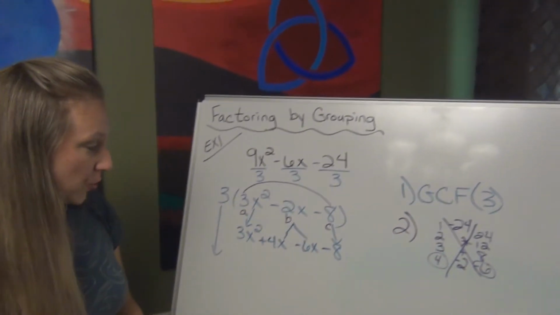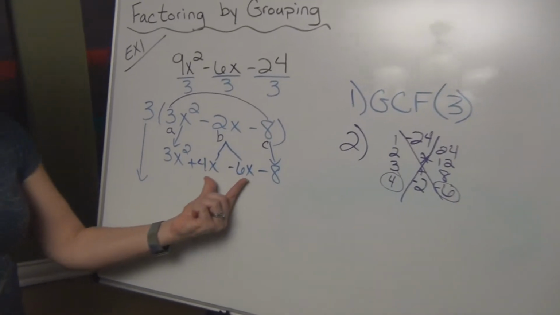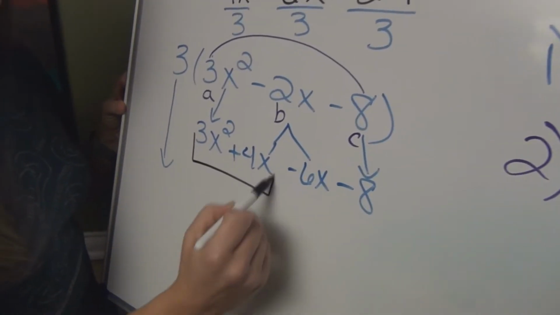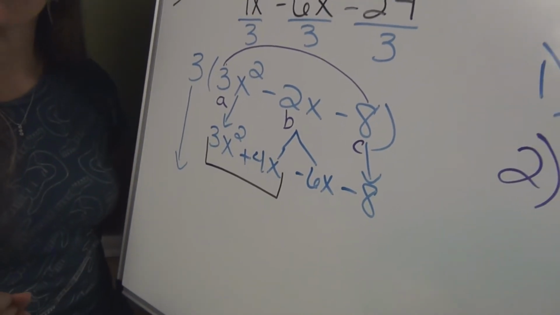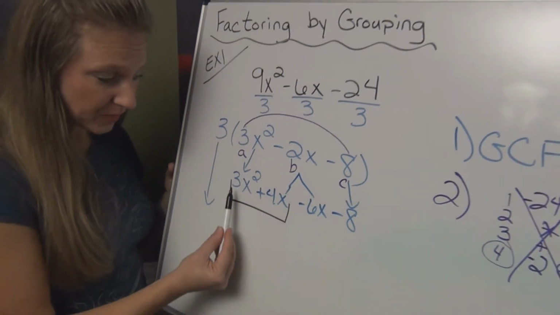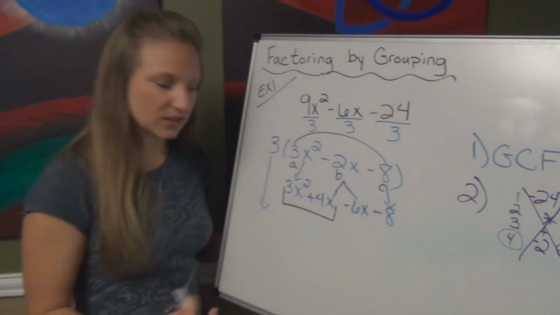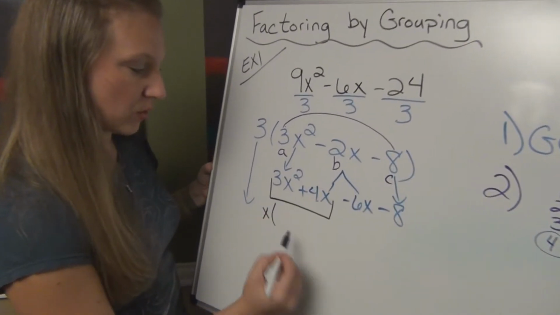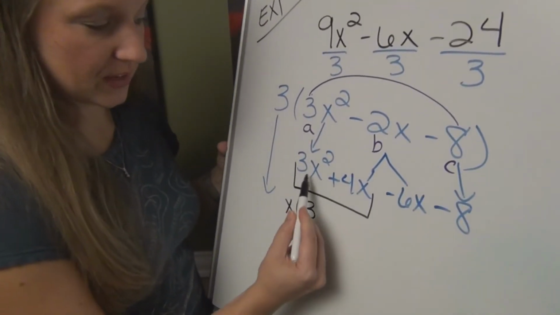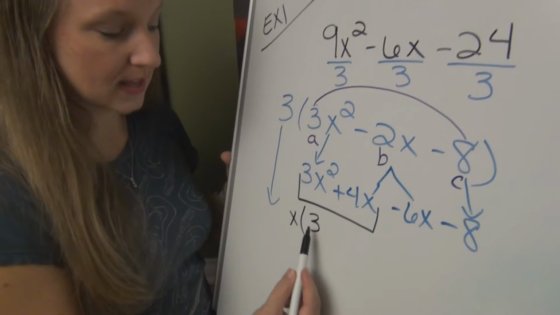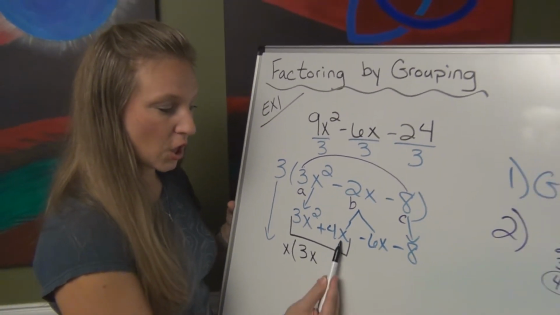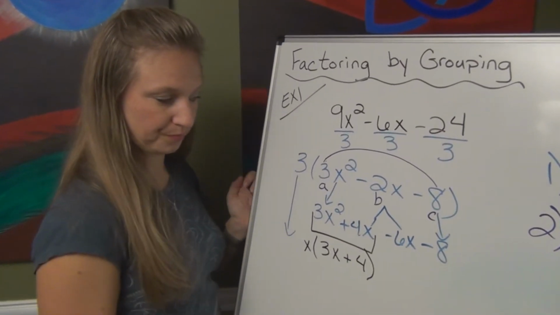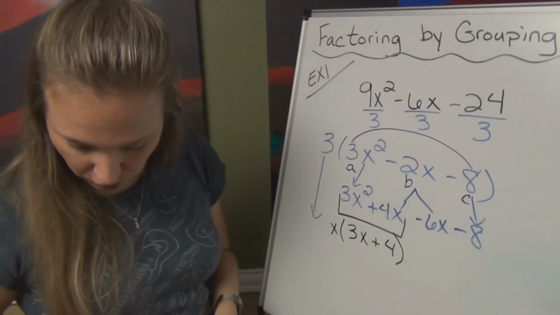Okay, so now that we have 4 terms here, I'm going to look at the first 2 terms and see what greatest common factor they have in common. Well, 3 and 4 don't have any numbers in common, but they both have one x in common. So I can take an x out of both of these. If I do 3x squared divided by x, I'm left with 3x. 4x divided by x, and I'm left with 4. So that is the first 2 terms' GCF.